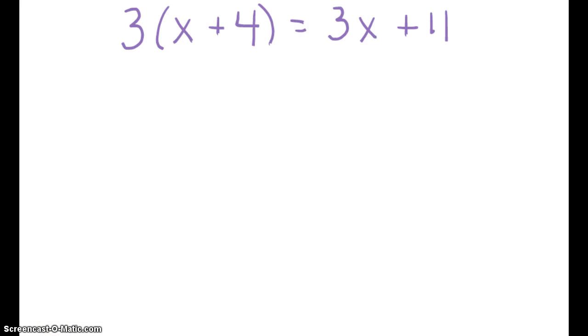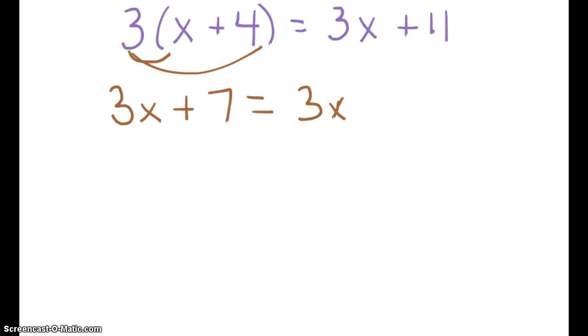Special equations. I want you to pause the video, write this problem down, and solve it. Alright, so at this point you may be a little confused. What you did first was distribute your 3, so you had 3x plus 7 equals 3x plus 11.